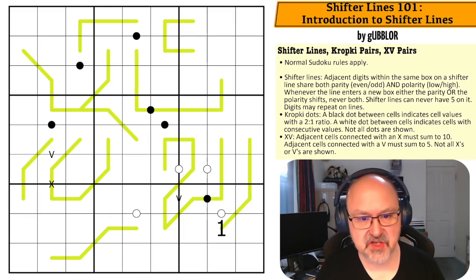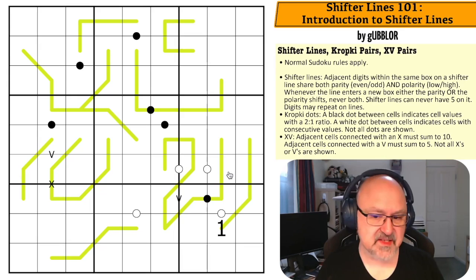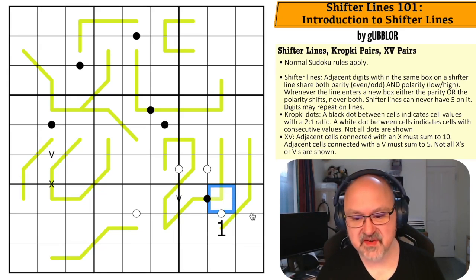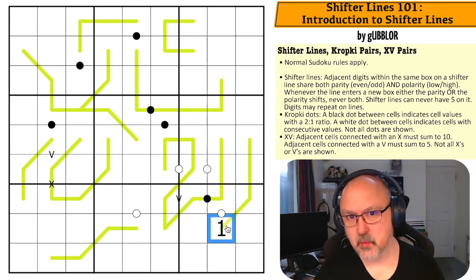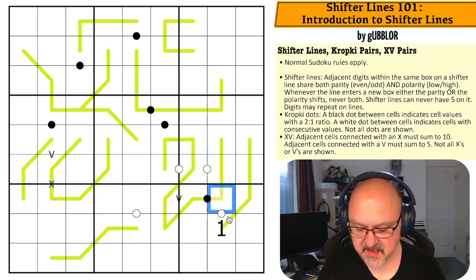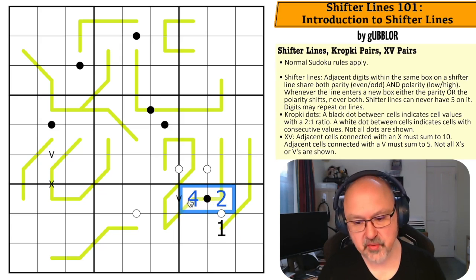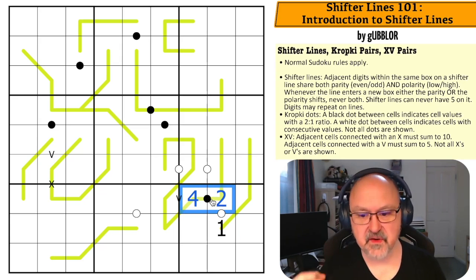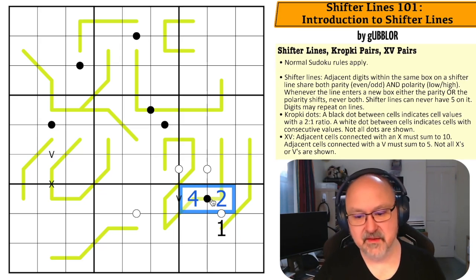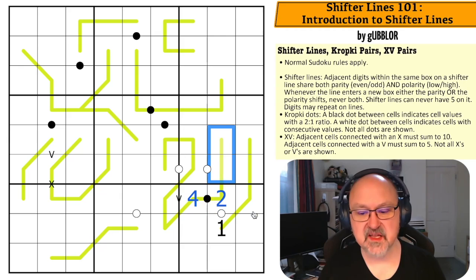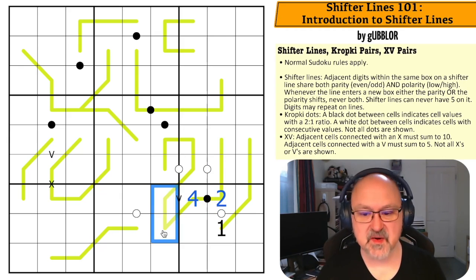Let's give this a shot. So the lines themselves don't tell me anything, but this given digit does, because this is a 1. The only digit within 1 to 9 that is consecutive with 1 is 2. Now, the only thing in a 2-to-1 relationship with 2 that isn't 1 is 4. And this is good because these are on a shifter line, and those are both low and even. So these must either be low and odd or high and even. I'm not sure which yet.